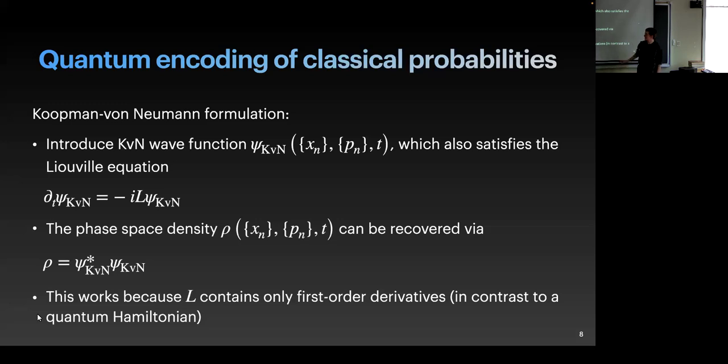So the upshot is what we're actually evolving in the end on the quantum computer is this Koopman-von Neumann wave function, and we apply the Liouvillean operator. And then once we measure at the end, we will get essentially a sample of rho.